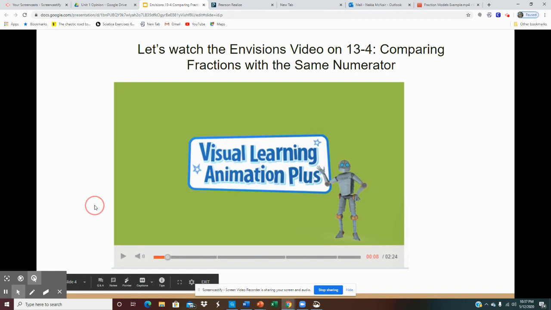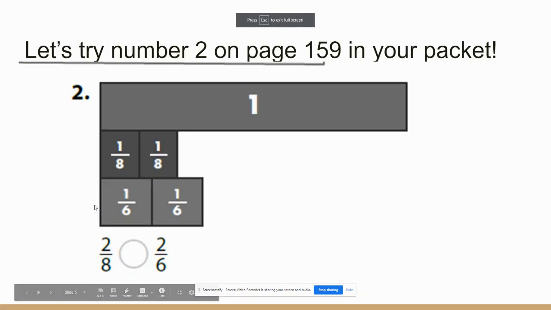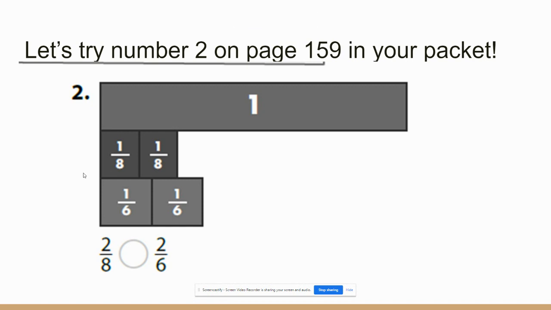Okay, so now we're going to do some practice. If you have your packet with you, the next 2 practice questions are coming out of page 159 in your packet. And I'm just going to go over them really quickly so that you can have time to practice on your own. So if you can see, number 2 has a model of one whole. And we look at our equation right below it. In our equation, we have to compare 2/8 with 2/6. So that means we have to determine, is 2/8 greater than, less than, or equal to 2/6?